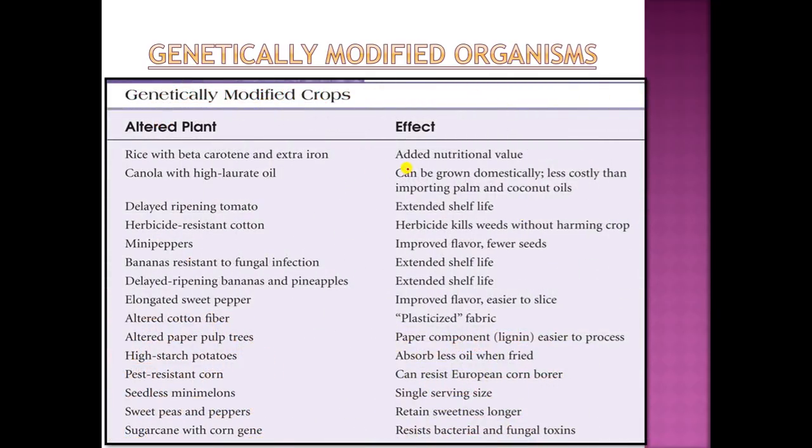Here there is again a list of altered plants, like rice with beta carotene, canola with high laurate oil, and delayed ripening tomatoes that extend the shelf life. Elongated sweet pepper gives improved flavor and is easier to slice. The altered cotton fiber gives plasticized fabric. So you can see we can modify crops for desirable effects.